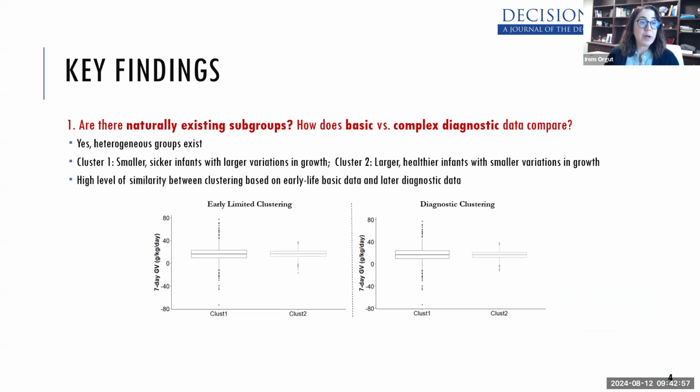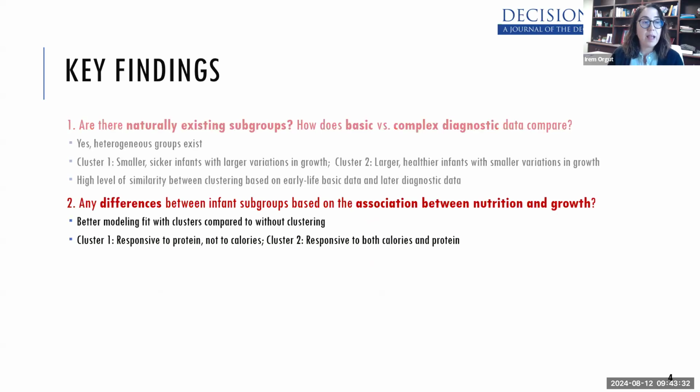For the first question, where we ask, are there naturally existing subgroups? The answer is yes. We found that although cluster populations varied slightly among clustering schemes, cluster 1 generally consisted of smaller, sicker infants with larger variations in growth. In contrast, cluster 2 generally consisted of larger, healthier infants with smaller variations in growth. Also, clusters based on early limited data involving only birth weight and sex were similar to clusters obtained using complex diagnostic and treatment information.